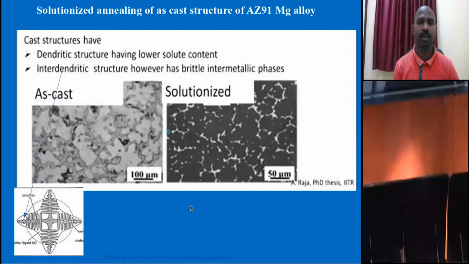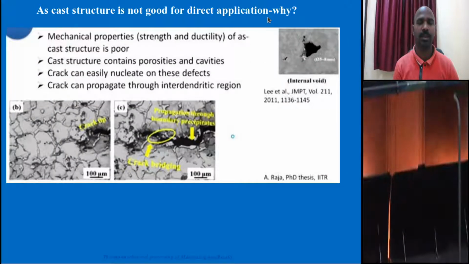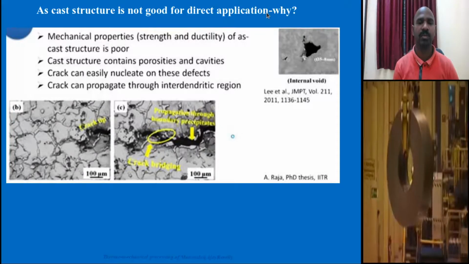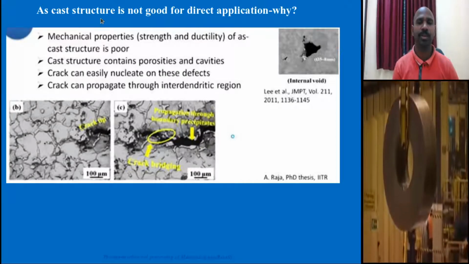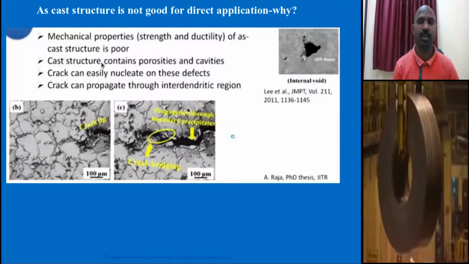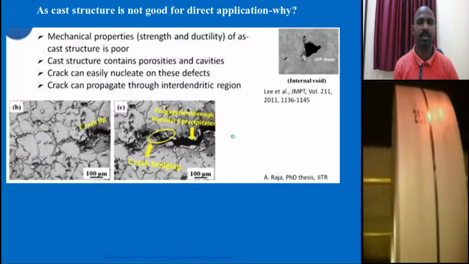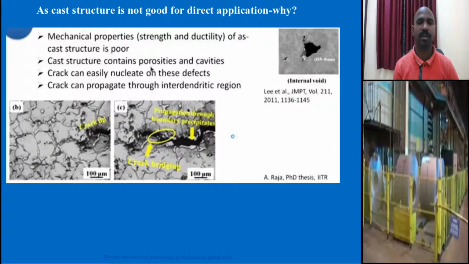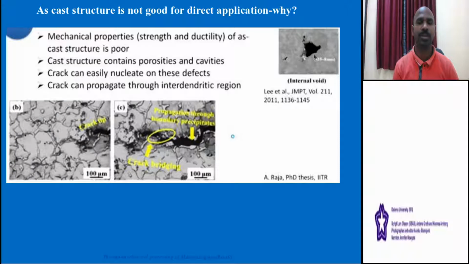These particular intermetallics are observed in the case of magnesium alloy, and that is why this as-cast structure is not good for direct application. Why? It is because the mechanical properties of the as-cast structure, the strength and ductility, are poor, and the cast structure mainly contains cavities and porosities. Cavities are larger in size, porosity is nothing but smaller oxide pores. Cavities are volume, larger size voids.